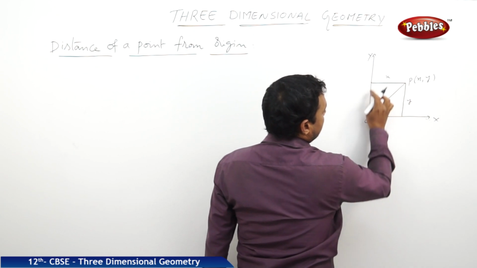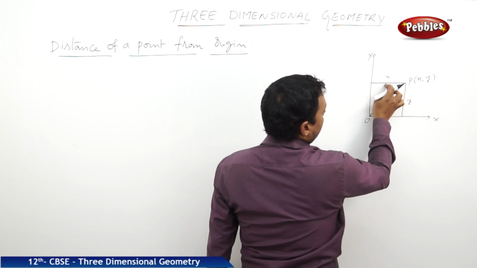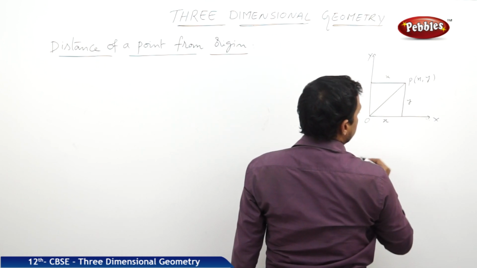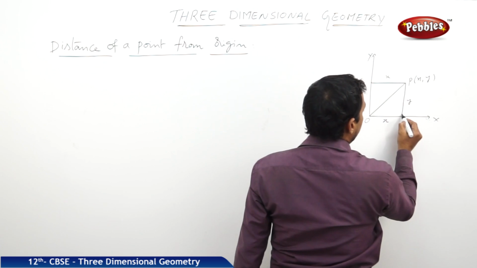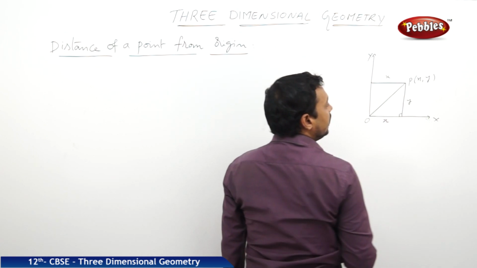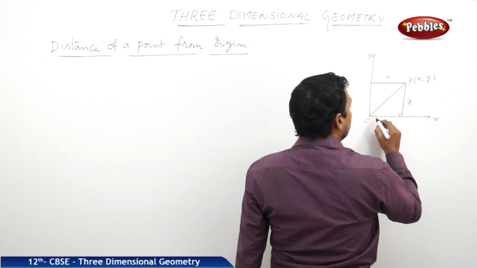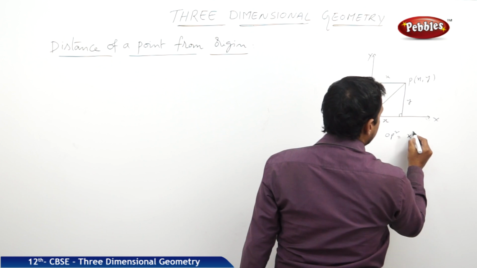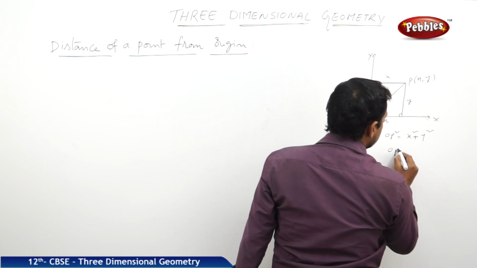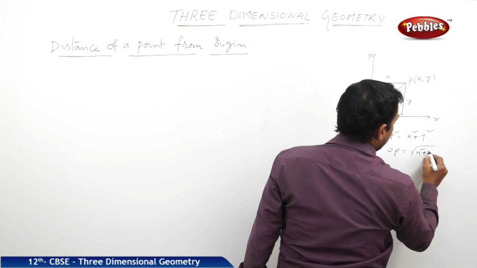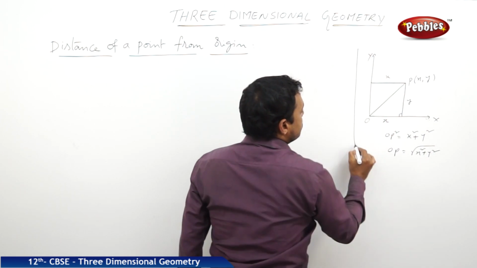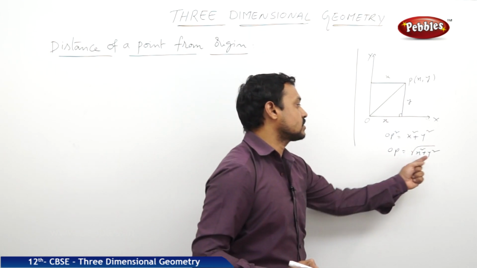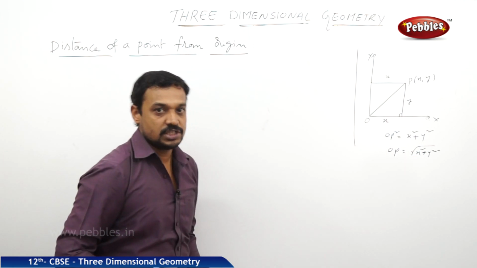So, here a rectangle is formed, so that this length is same as this length, so that if it is x units, it will be x units. So, now a right angle triangle is formed here, and OP will be the hypotenuse. So, by the Pythagoras theorem, OP square is equal to x square plus y square, and OP is equal to root over x square plus y square. Now, the distance of a point P x comma y from origin is root of x square plus y square. It is in two-dimensional geometry.